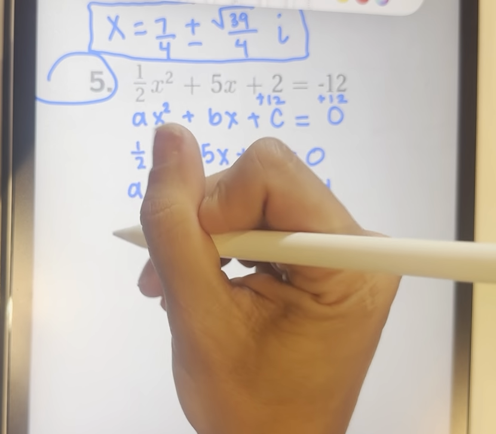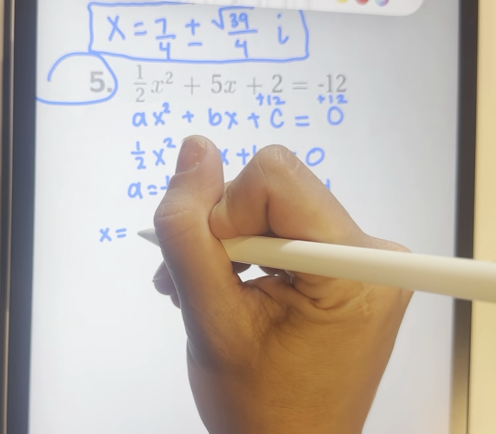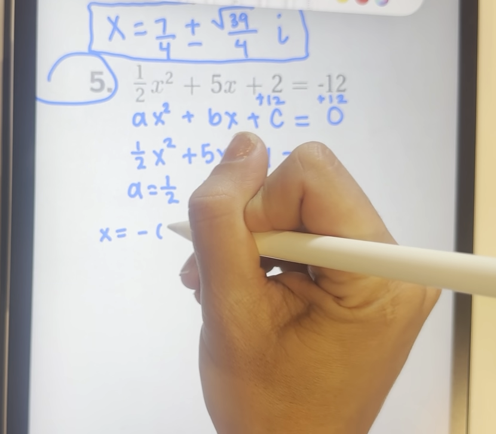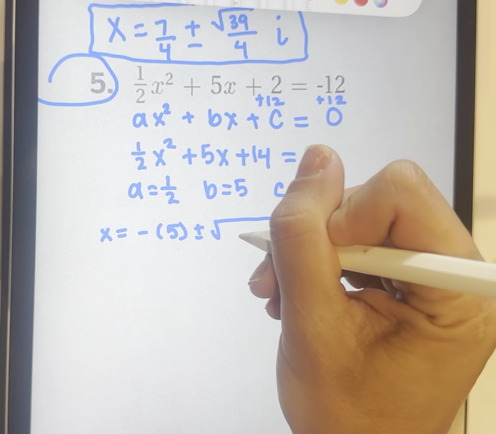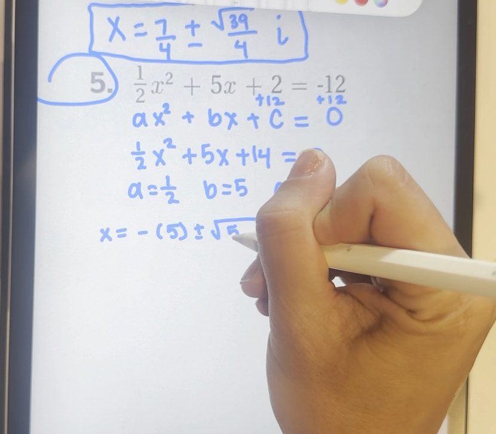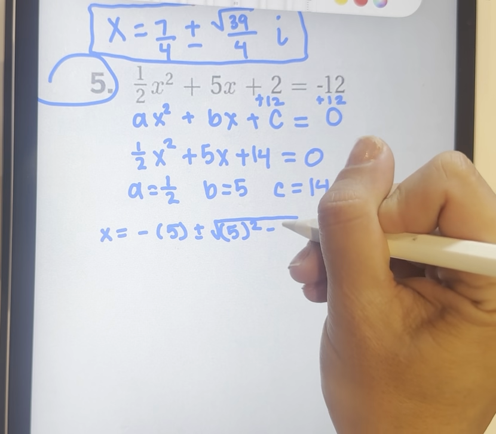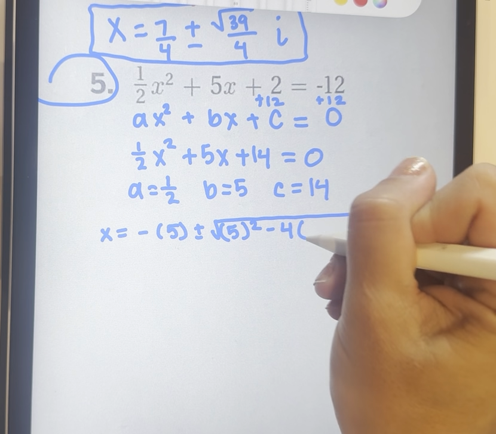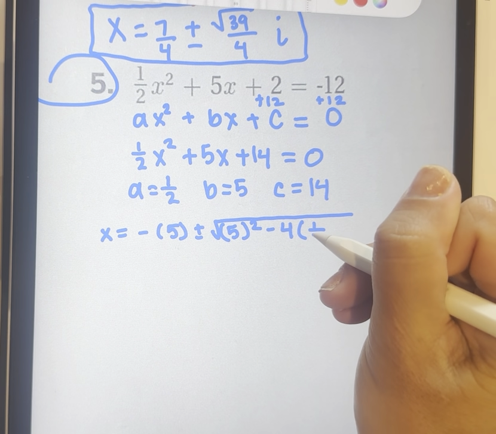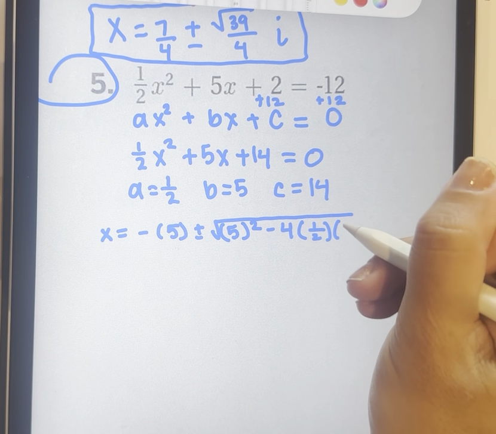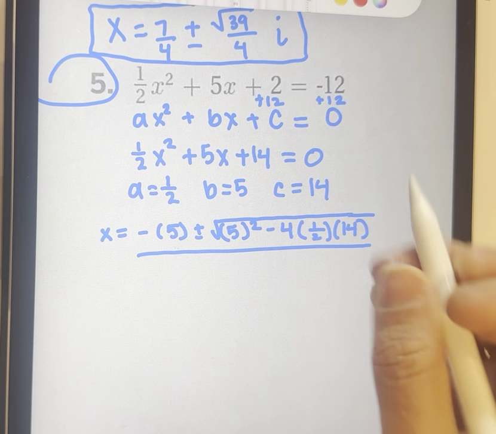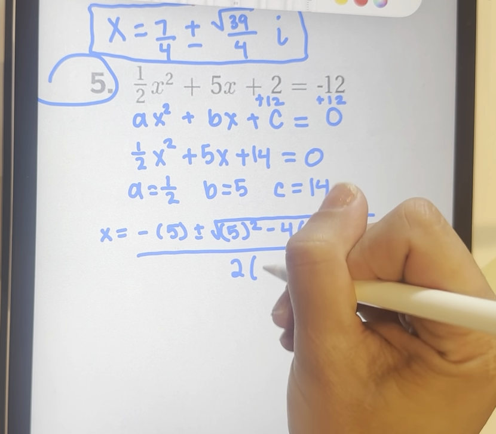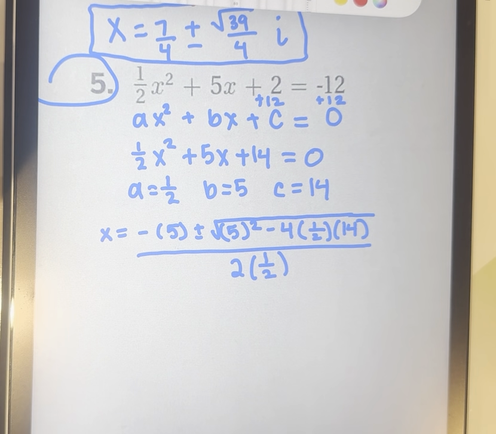Let's go do it. x equals negative b plus or minus the square root of b squared, which is 5 squared, minus 4 times a times c, all divided by 2 times a. Okay, all right, let's go simplify now.